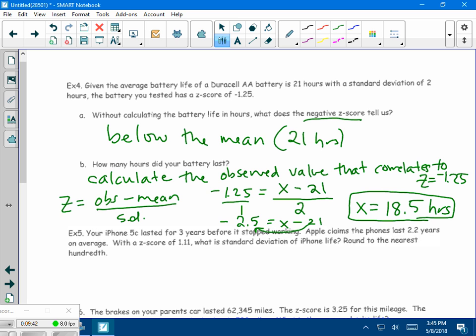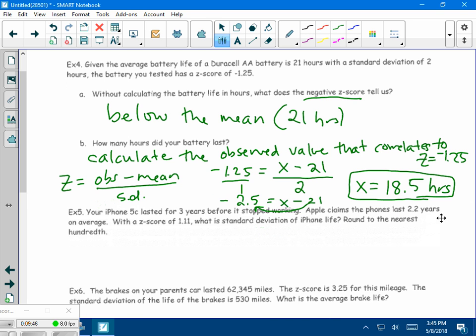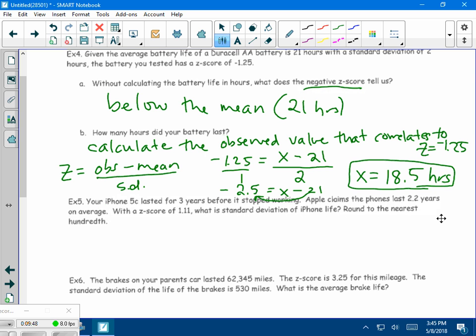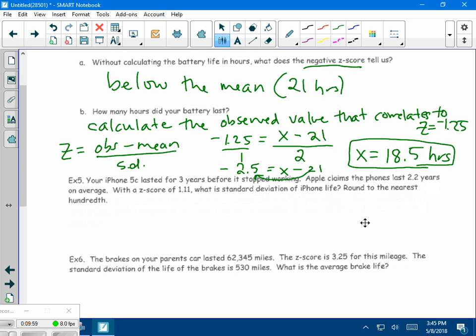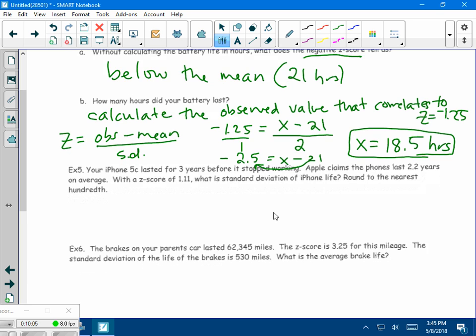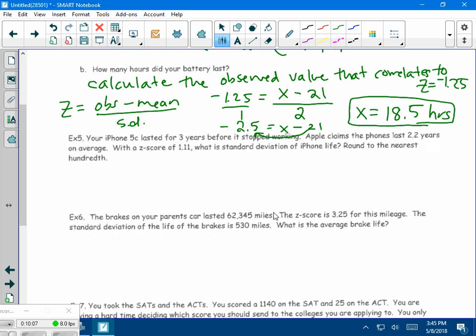Same type of thing going on with the next one. It's talking about your iPhone 5. You can tell these notes are a little old. It lasted for 3 years and stopped working. And it says with a z-score of 1.11, what's the standard deviation of phone life? So again, in this case, you're plugging in for the parts that you know and solving for the part you don't know. So in this case, you're going to solve for the standard deviation, the bottom part of it. So you can look online to see some of those.